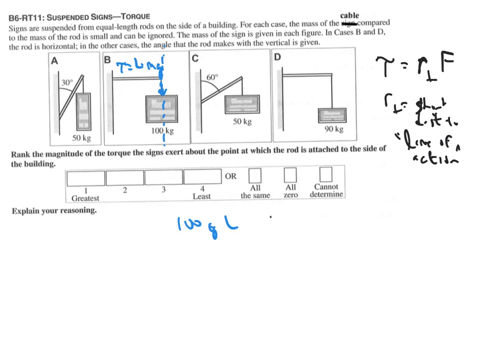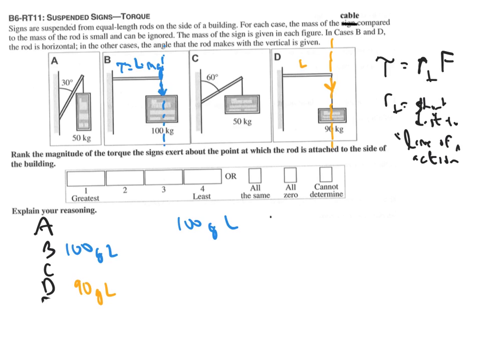So I'm going to make a little chart so I can keep track of how much stuff is. I'm going to say I have torque around A, around B, around C, and D. And we just computed that B's is 100 gL. And the other one that's going to be easy to do, so I'll do it first, is D. D has this line of action because that's the force. And that length is also L, but it's only 90 kilograms, so that torque is going to be 90 gL. So I already got that B is greater than D.